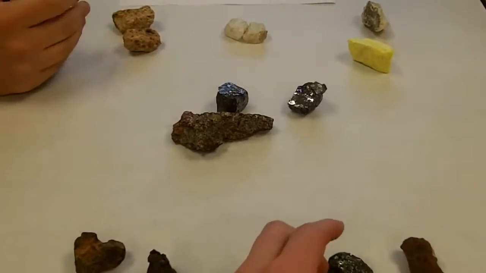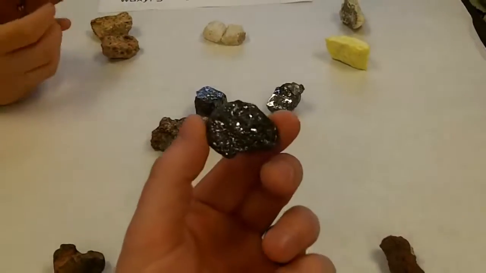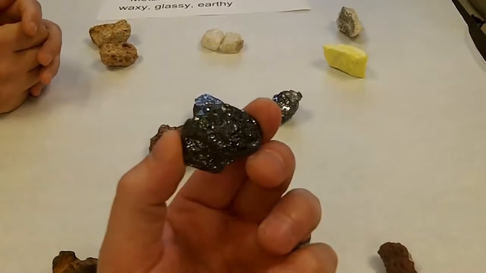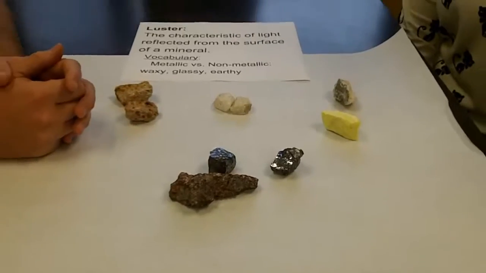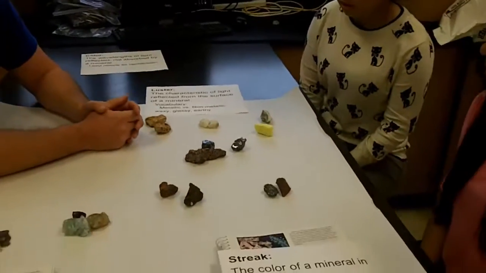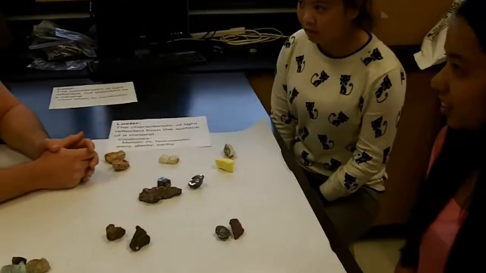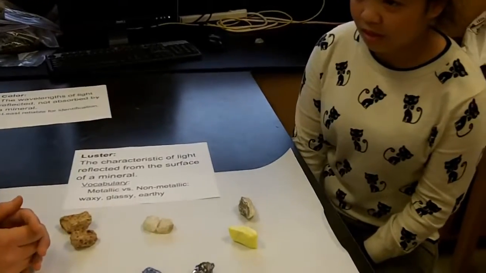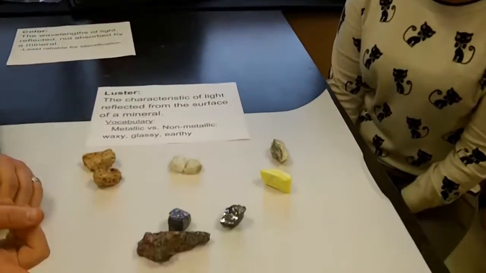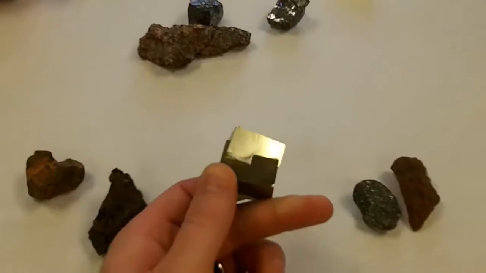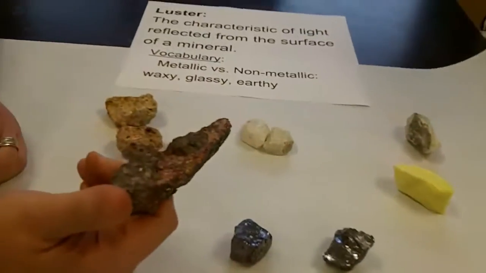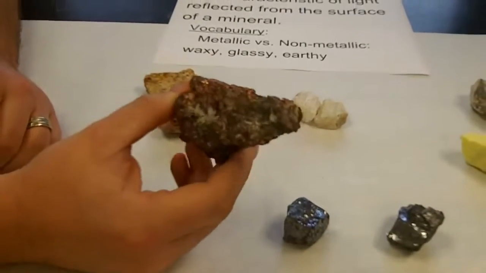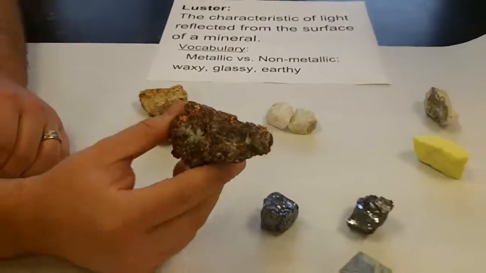Now, does metal always look like a silvery color? No. What other color could it be? Besides silvery, what other color could metal be? Gray, right. What else could it be? Gold. Yeah, it can be a gold color, exactly. And it could also be that reddish copper color.